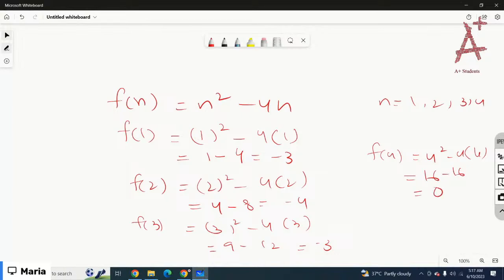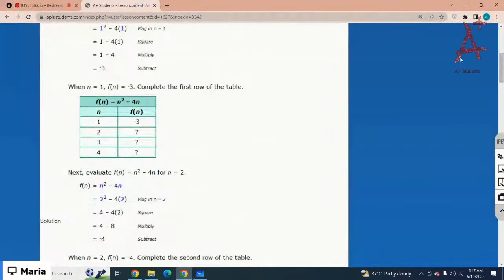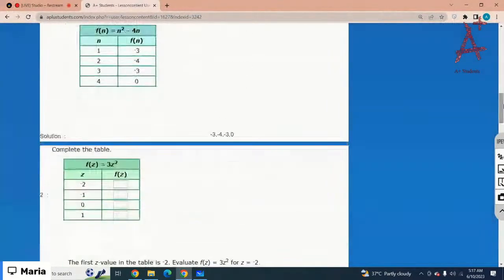So that means for n equals 1, f of n is -3. For n equals 2, it would be -4. For 3, it would be -3. And for f of 4, it is 0. Got it? You can see the table here. You have, for n equals 1, f of n is -3. For n equals 2, f of n equals -4.